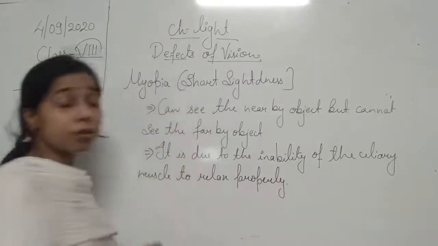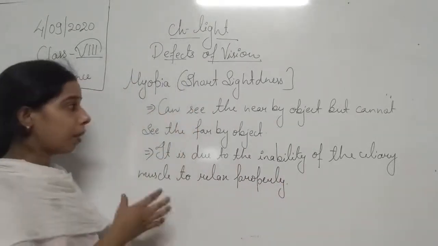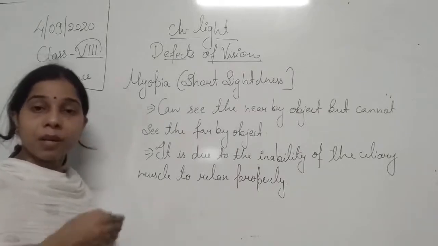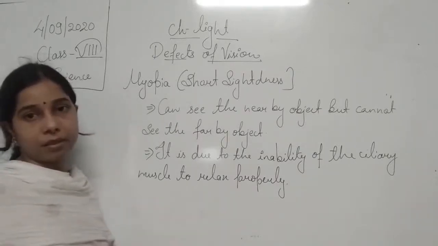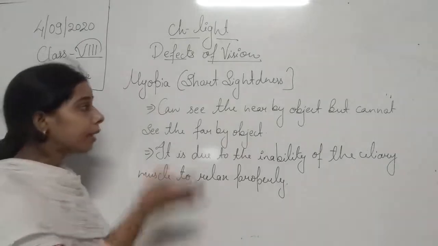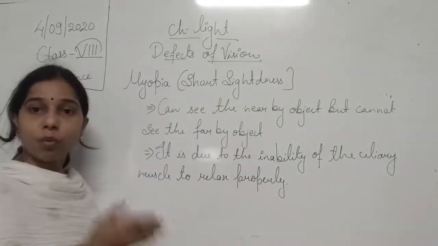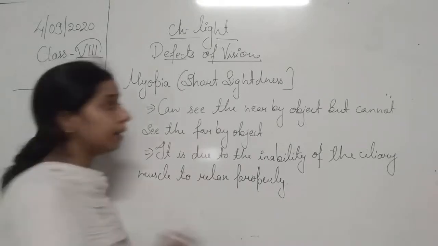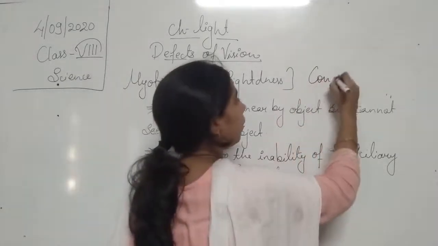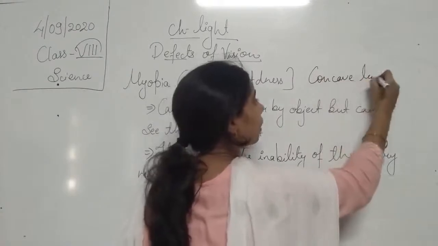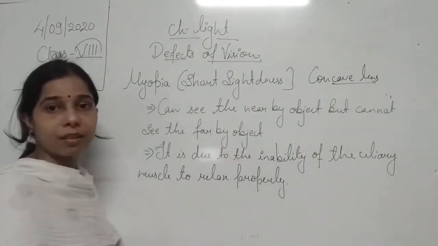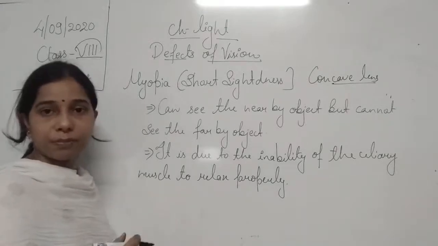And because of that, students, the image which is formed when the person is having myopia is in front of the retina, not on the retina. Okay, and to correct this myopia, students, we can use a lens, and that lens is the concave lens. So a concave lens can be used to correct this defect of vision.